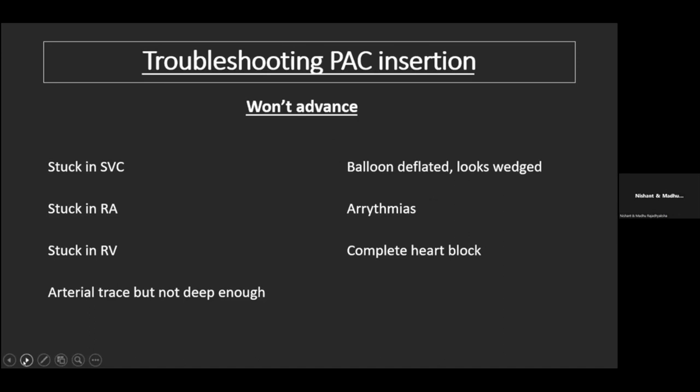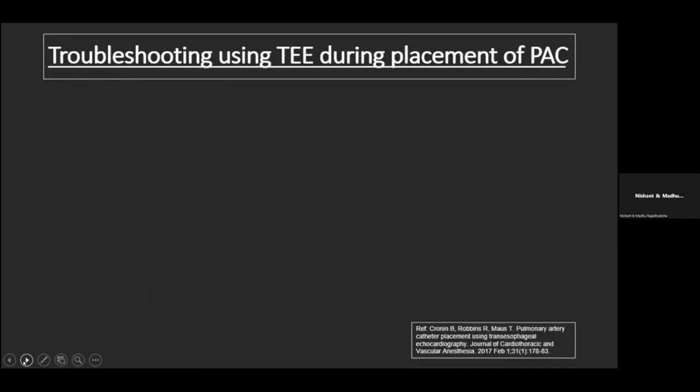During insertion of the pulmonary artery catheter, it can get stuck in any of the chambers, or it can enter the coronary sinus. The balloon can get deflated. There can be arrhythmias or complete heart block. In this presentation, we will see troubleshooting during insertion using transesophageal echocardiography.